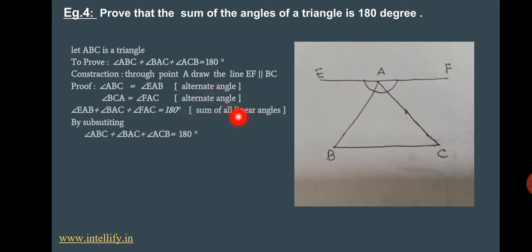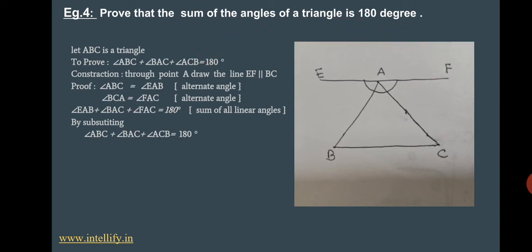We know very well that the sum of all linear angles is 180 degrees. Here I wrote the same thing: angle EAB + angle BAC + angle FAC = 180 degrees. After substituting the above two equations, we get angle ABC + angle BAC + angle ACB = 180 degrees. Hence proved, the sum of the angles of a triangle is 180 degrees.